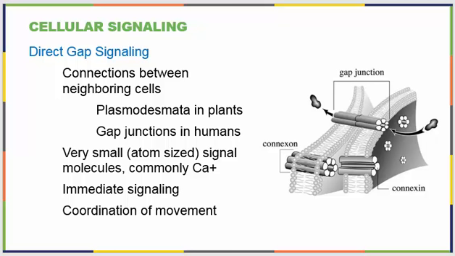Finally, we have direct gap signaling. These are connections between neighboring cells. The connections are known as plasmodesmata in plants and gap junctions in humans. Very, very small signal molecules are shared this way, commonly calcium. There's an immediate reaction, and it allows for processes like the coordination of movement to occur quickly and easily.